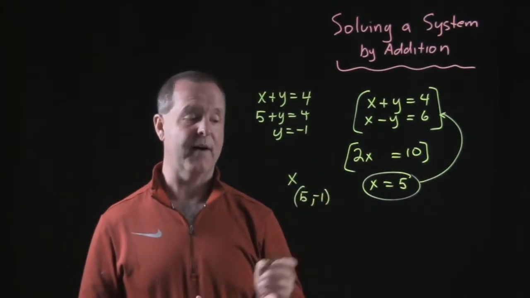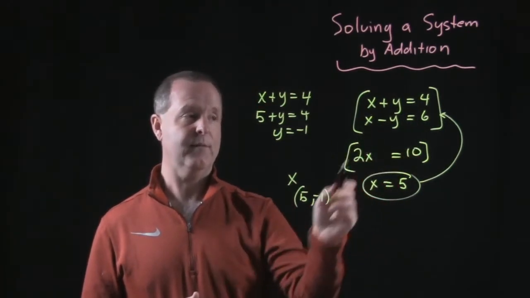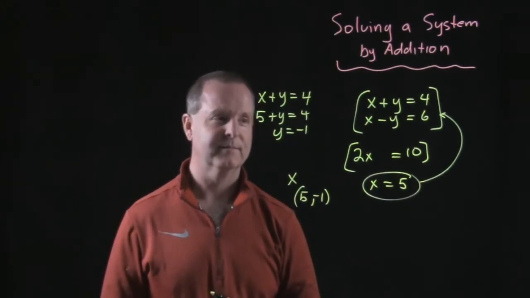And we can check that. Is 5 plus negative 1 equal to 4? Is 5 minus a negative 1 equal to 6? That is true. So the solution is 5 and negative 1.